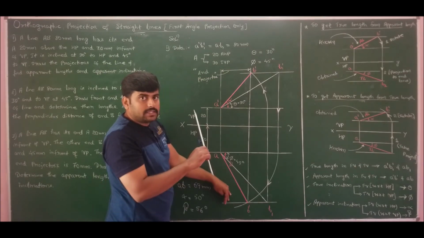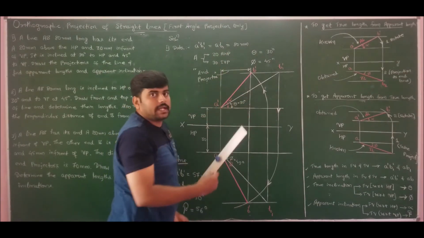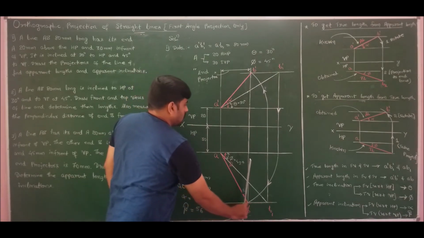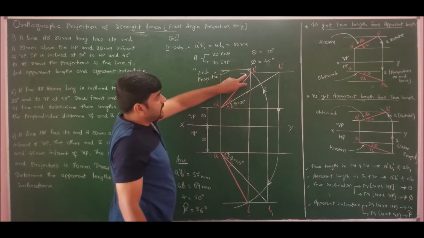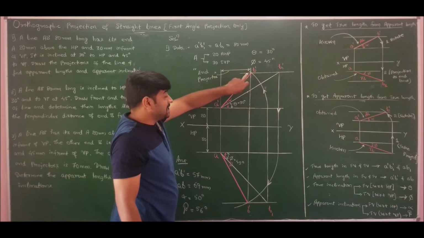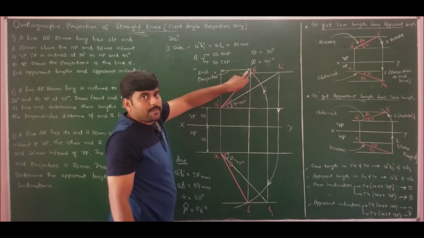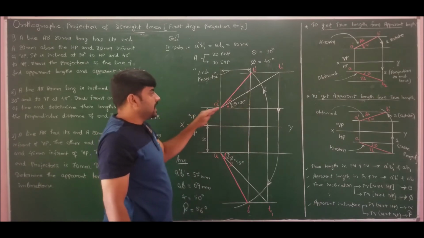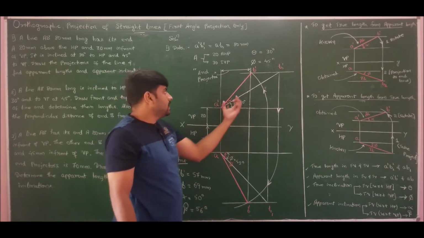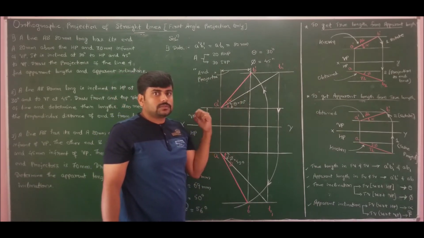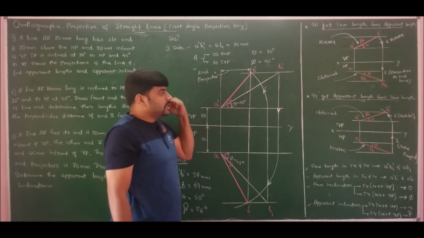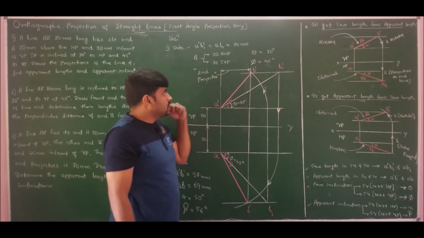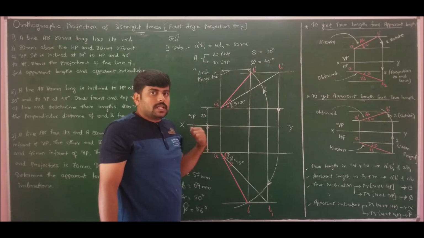To extract the apparent length in front view, I can use the end projector concept. So just draw the vertical line, the point where the end projector intersects the locus of B dash, we will use directly as the point B dash. So directly I can get the apparent length in front view. Therefore, by knowing the concept of end projector, we can solve the problem in lesser time.